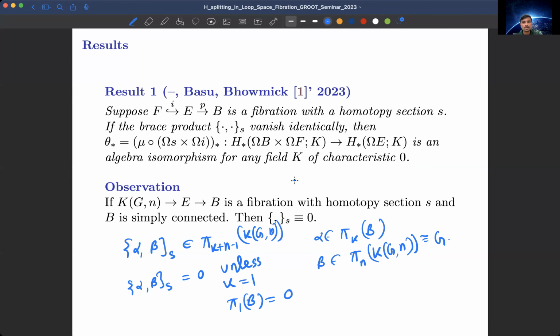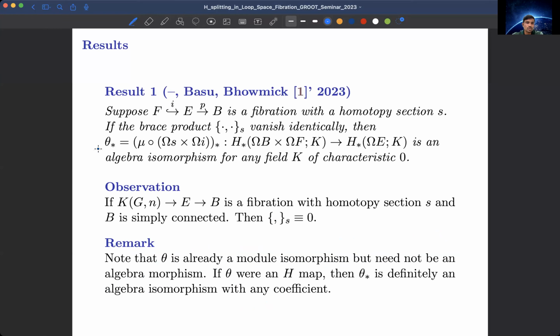So another drawback of this is that we don't have the coefficient field to be any arbitrary thing, but it has to be a field of characteristic 0. In general, if we had this theta as an H-map, then theta star is already an algebra isomorphism for any arbitrary coefficient. But since we come through this Whitehead vanishing, we can't reduce this to any general coefficient, but to fields of characteristic 0 only.